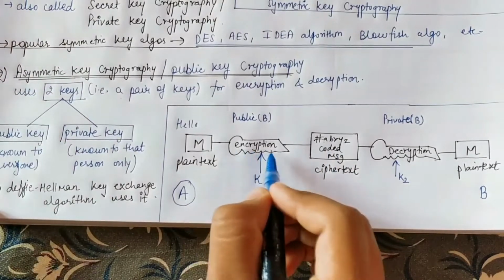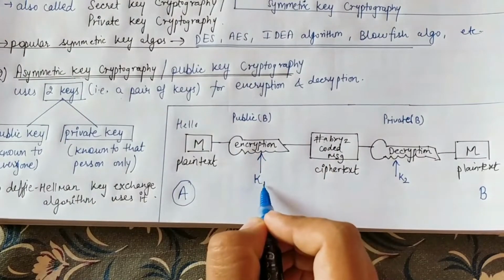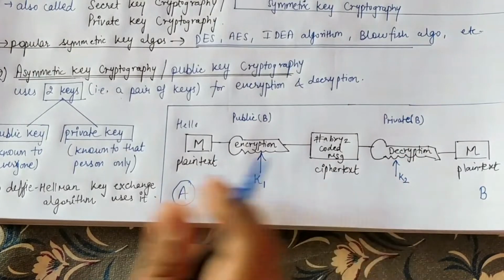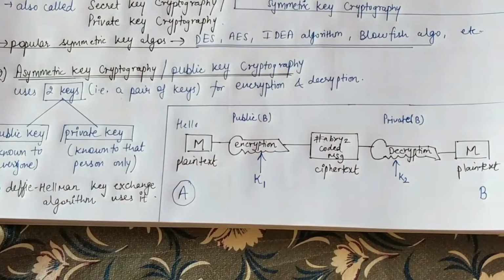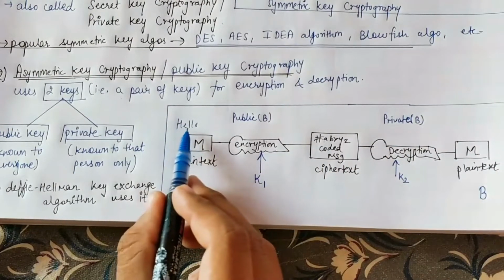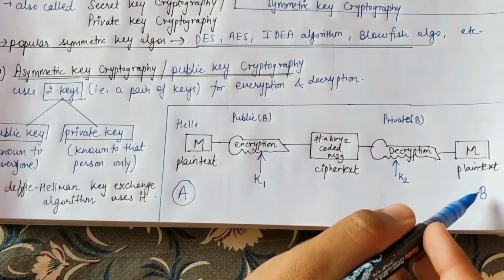This will be called ciphertext. For this encryption we will use a key, suppose k1, and for the decryption we will use a different key, that is k2. So this is the concept of asymmetric key cryptography, and after decryption we simply get the plain text, that is the message hello. So person B will get the message as hello.